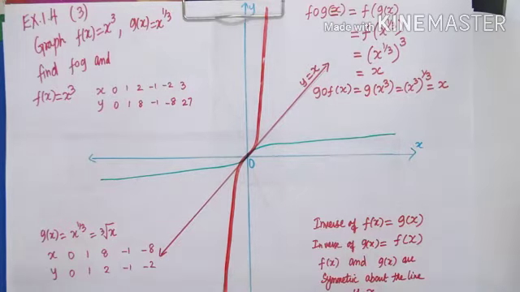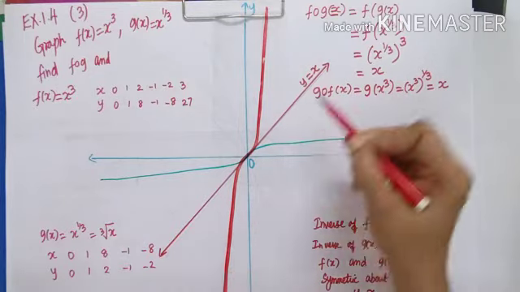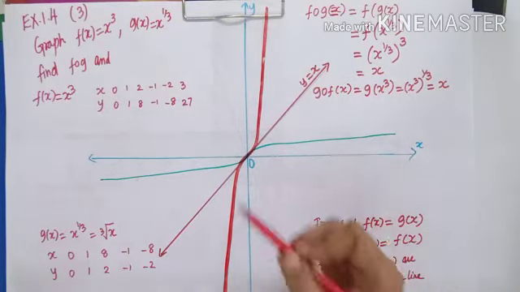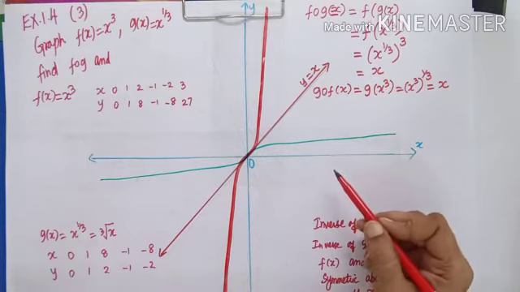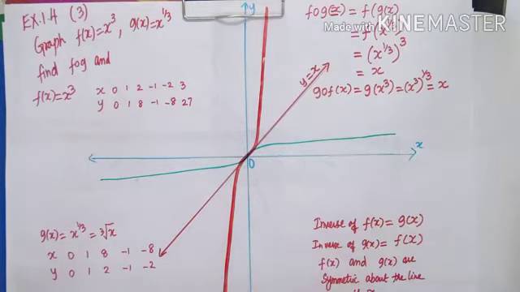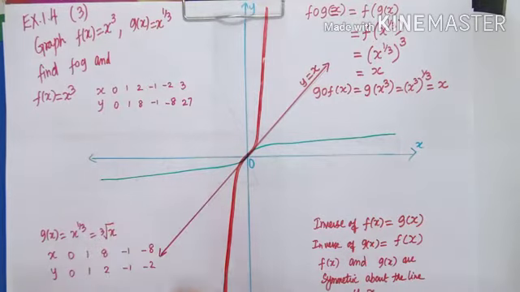Now what we see? The line y equal to x, the two curves are symmetrical about the line y equal to x. And so immediately I can say these two are inverse functions, whenever the two curves are symmetrical about y equals x.